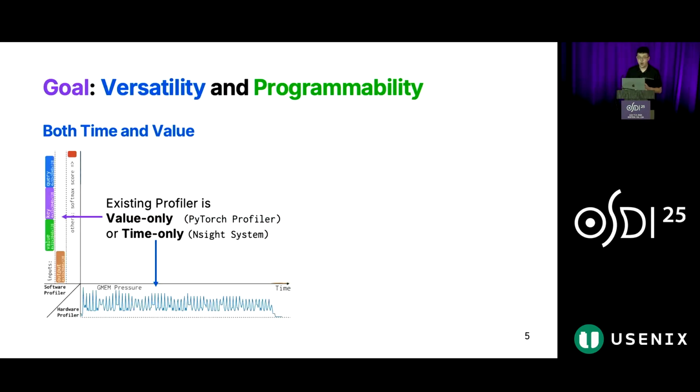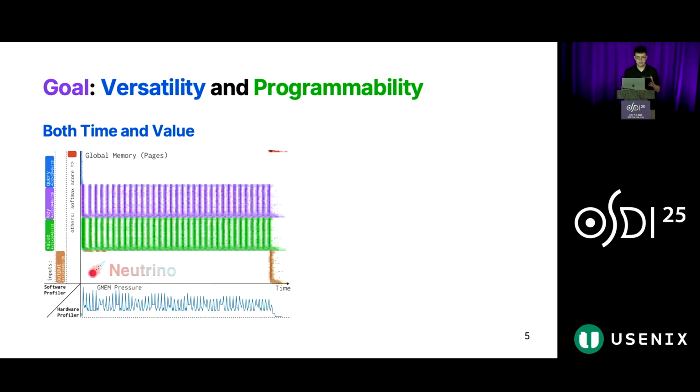Our second design objective is versatility. Here we refer to covering both time and value profiling. This is in contrast to previous profilers that are either value only, that can only give you memory allocations, or time only, that can only give you the memory pressure across time. In Neutrino, we try to combine these two together to open a new profiling dimension to understand the runtime behavior.